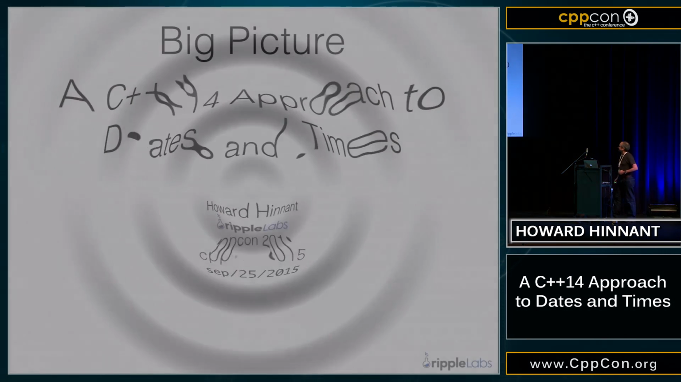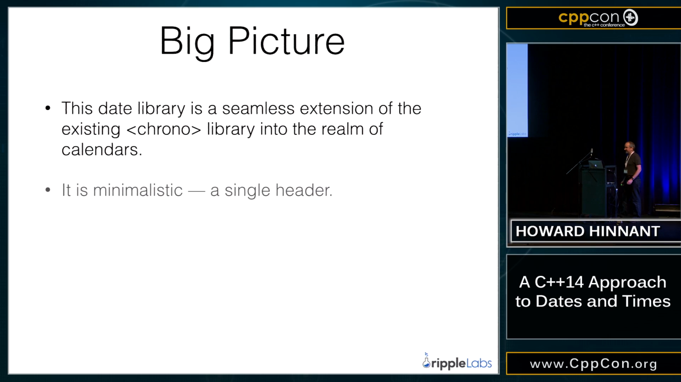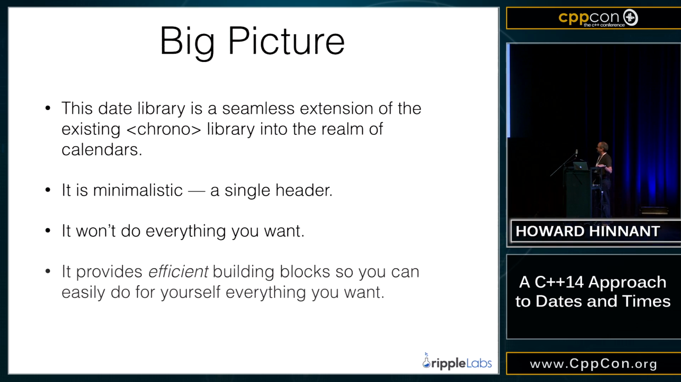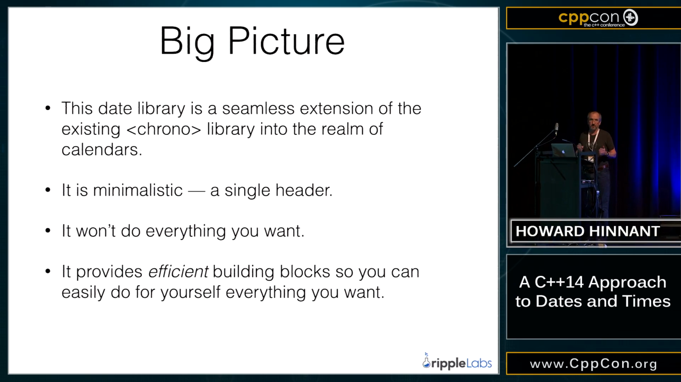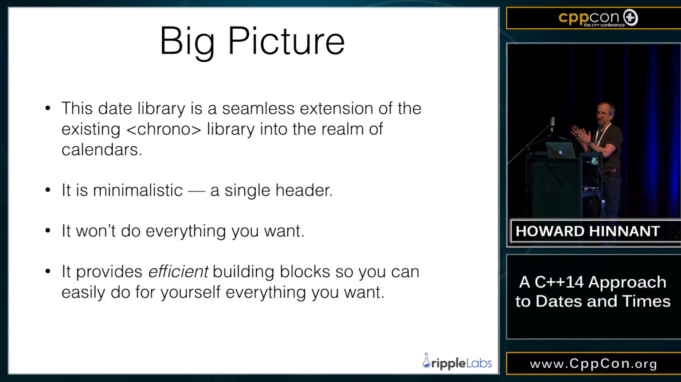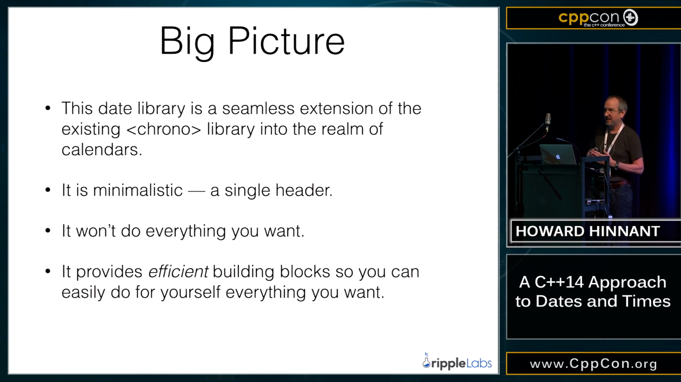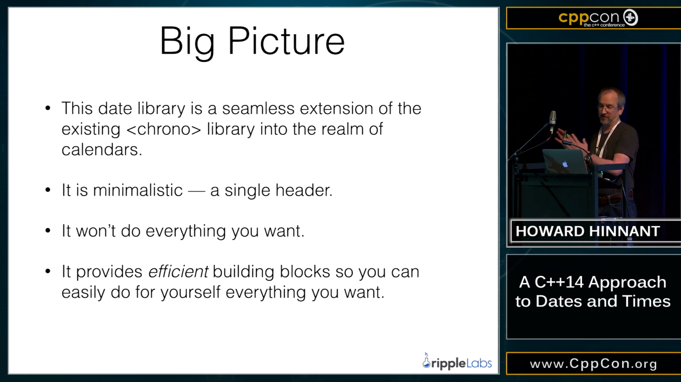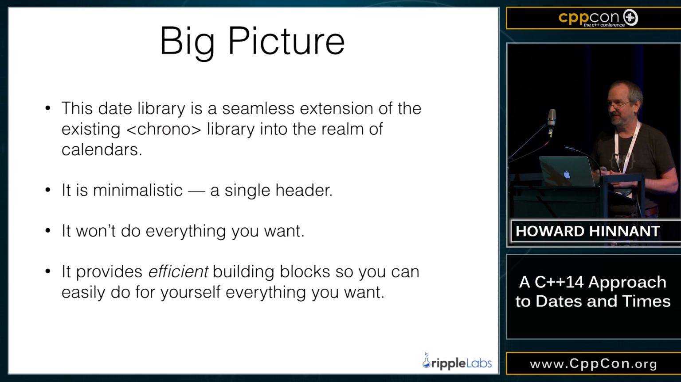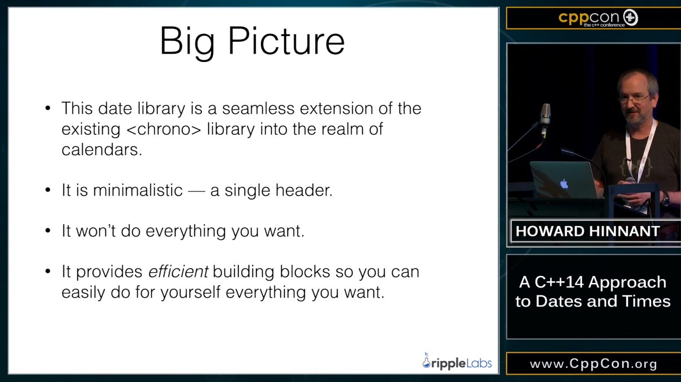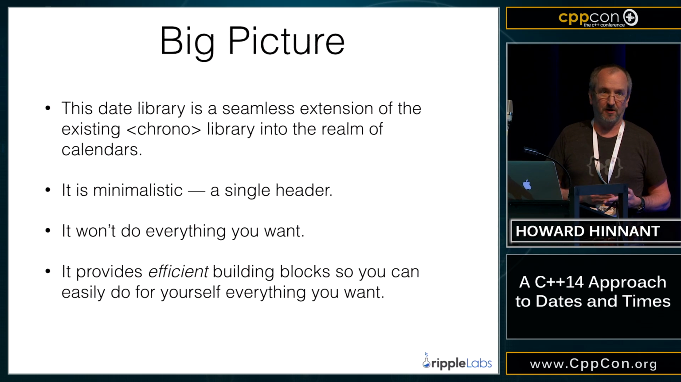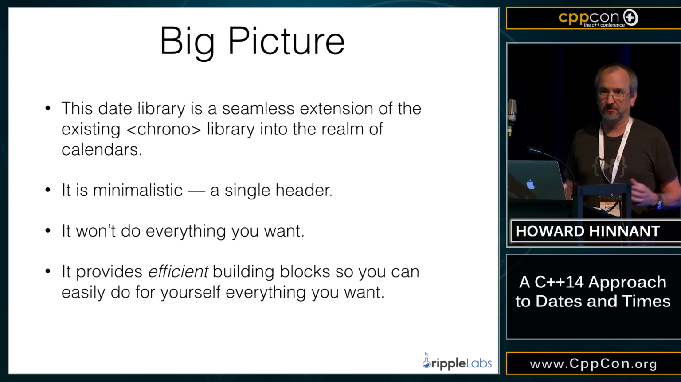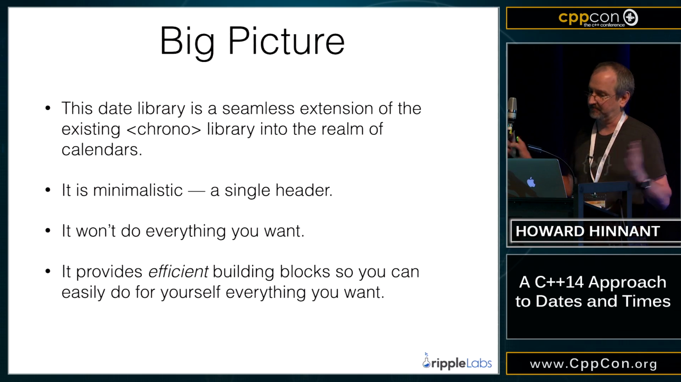So moving on. I'm going to be discussing a DateTime library that I've been working on for about the past 6 months. This library is a seamless extension of the existing chrono library. So if you know chrono, you already know a surprising amount about this date library. And if you don't, well, learn chrono. Chrono itself comes with your C++ compiler. It's a great library. This library is minimalistic, it's very small, single header, no source, so it's very easy to install. Just include the header and off you go.